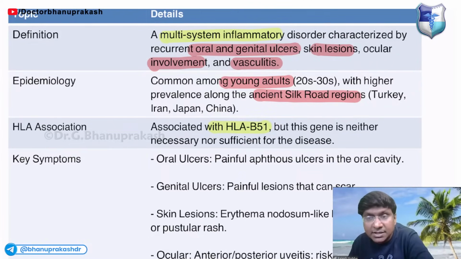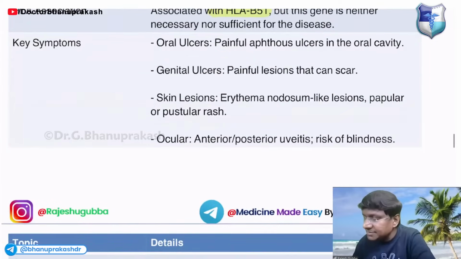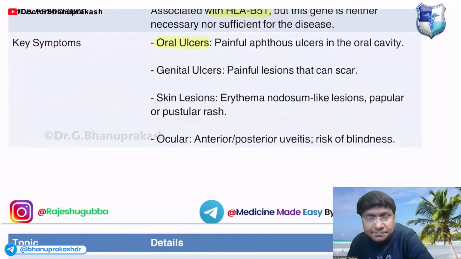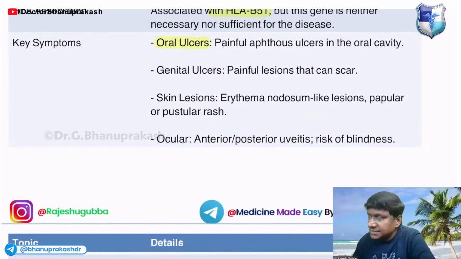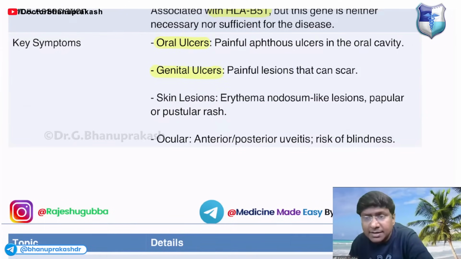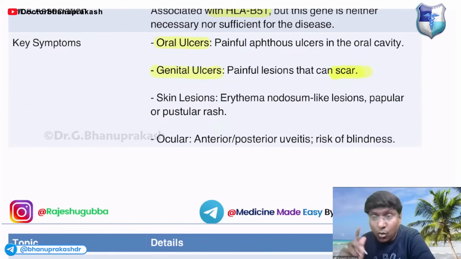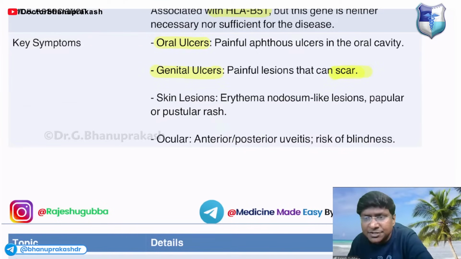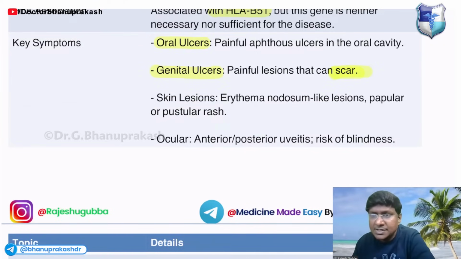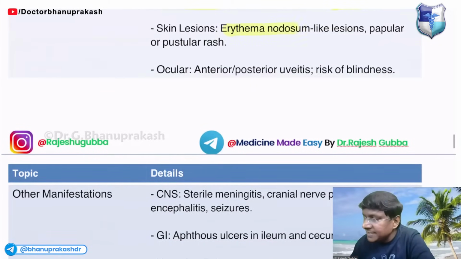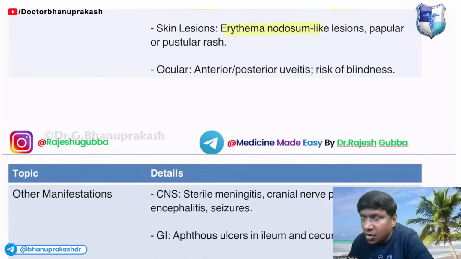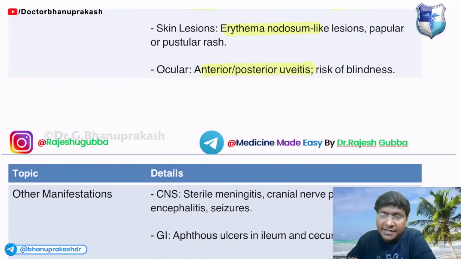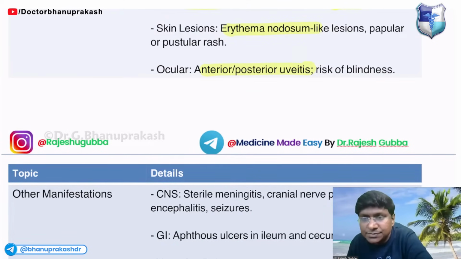And what are the manifestations? The key symptoms are oral ulcers, which are very painful, aphthous ulcers in the oral cavity. Genital ulcers, they scar. Oral ulcers, there is no scar formation. Genital ulcers, there is scar formation. And both of them are very painful. And skin manifestation will be in the form of erythema nodosum-like lesions. Ocular involvement will be in the form of anterior and posterior uveitis.